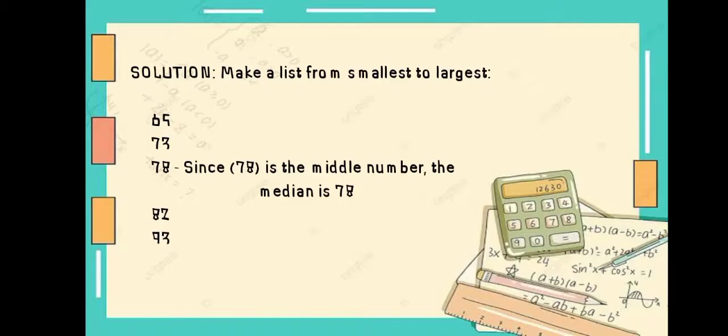So here's the solution. Make a list from smallest to largest. So the smallest of them all is 65. The next one is 73, followed by 78, 82, and 93. So since 78 is the middle number, the median is 78. So now, let's move on and continue our proper discussion.